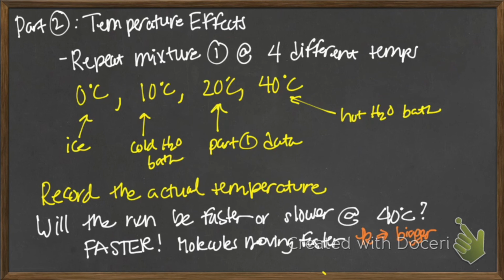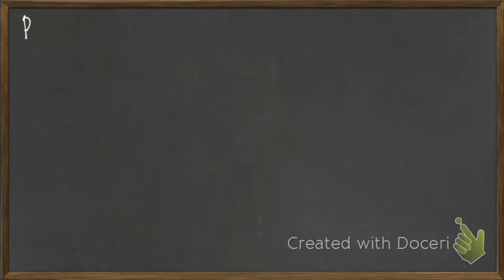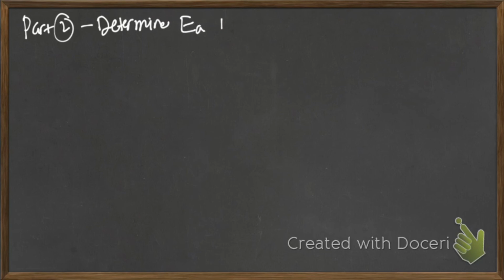And K should be bigger, right? Our K changes with temperature, so if we have a faster rate, K is a bigger value. Okay, so we'll see if the data reflects those ideas. So part 2, right, we want to also determine the activation energy for the reaction. Okay, so what is the activation energy?